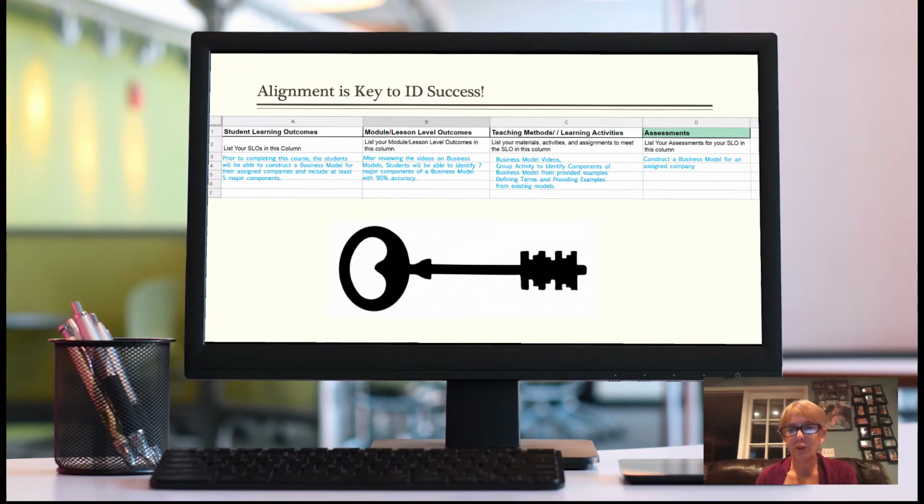And then in the third little tab, I do the teaching materials and learning activities that are going to align with making sure that the module lesson level outcomes are reached, which then reinforces that your course level outcomes are going to be reached. And then assessment. How am I going to assess and make sure that those learning outcomes were achieved? I'm going to list the assessments in this column, and the assessments should align with the outcomes. They should also align with the activities that we do in the course. And so then with the module level and then the course level outcomes. So alignment should be across the board. Alignment is key. Remember that.